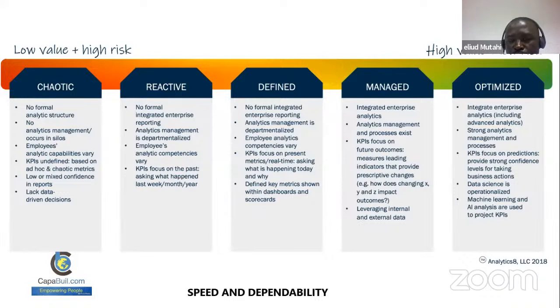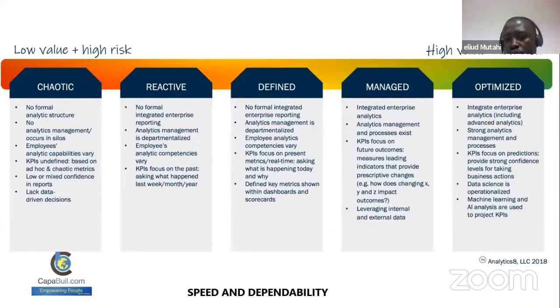Also in reactive, there is no formal integrated enterprise reporting. So people report the way they want. They likely don't use their data when they're reporting, so there is no integration of the reporting within the entire organization. Analytic management is departmentalized, so employees' analytics competence varies. KPIs focus on the past, for example asking what happened last week, month, or year.